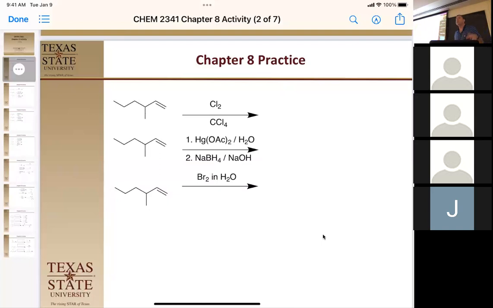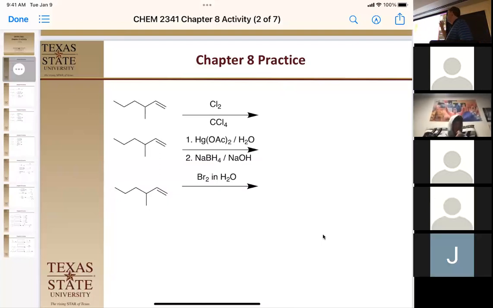Most of the time, you're going to go to a reaction that looks like this. It's a substrate and some kind of reaction conditions. In this case, we have chlorine and CCl4. What's CCl4? Carbon tetrachloride. It is a non-halogenable solvent, and so we use it as a solvent. It's a non-polar aprotic solvent. We use this because we want it to do one thing and one thing only: the addition reaction of chlorine across the double bond.